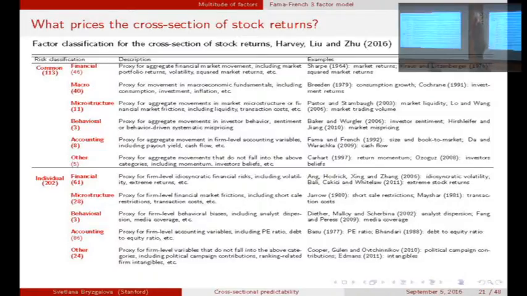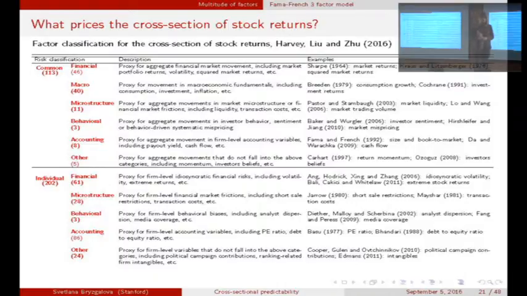Furthermore, this is actually an understatement, because they cut out a lot of journals from the sample. They didn't consider a lot of working papers. So the whole universe of significant factors is actually much larger. It's probably 500 or 600. And we also know that 500 or 600 cross-sectional factors is definitely too much.